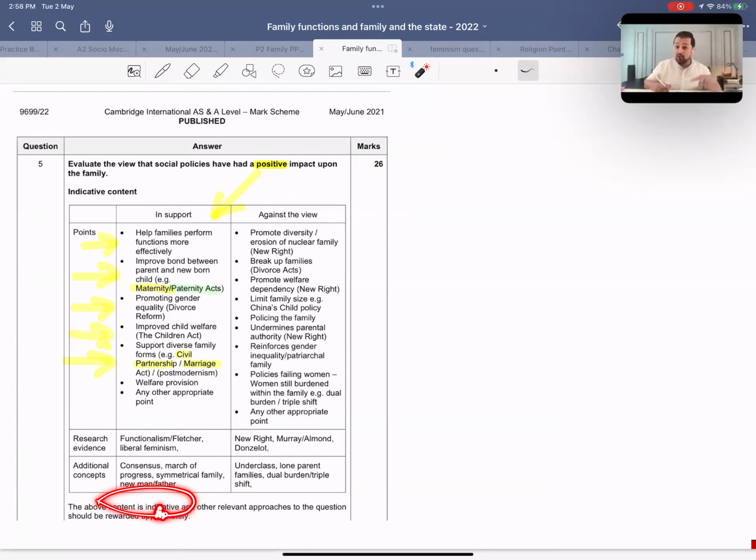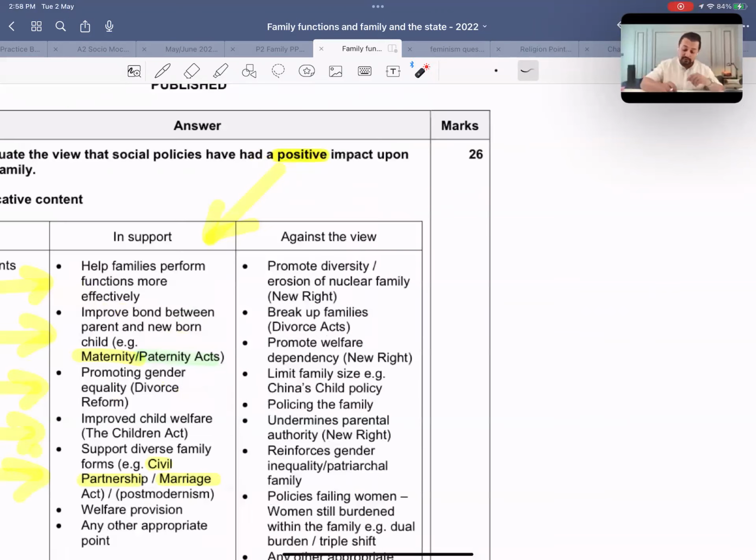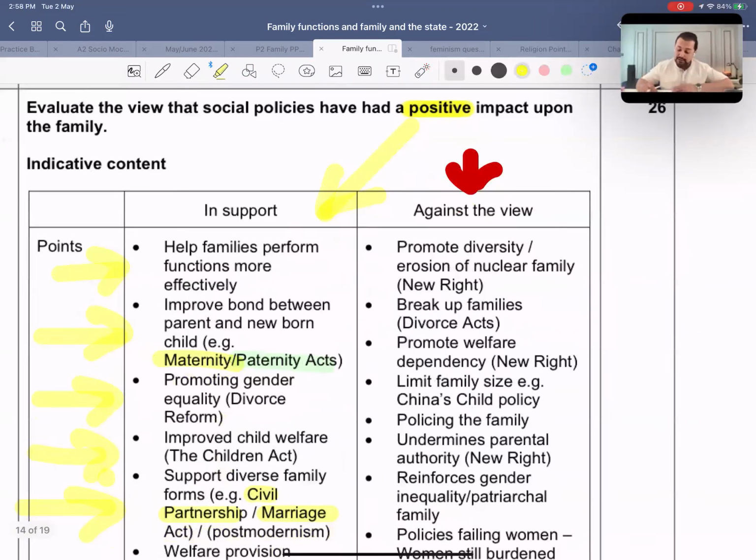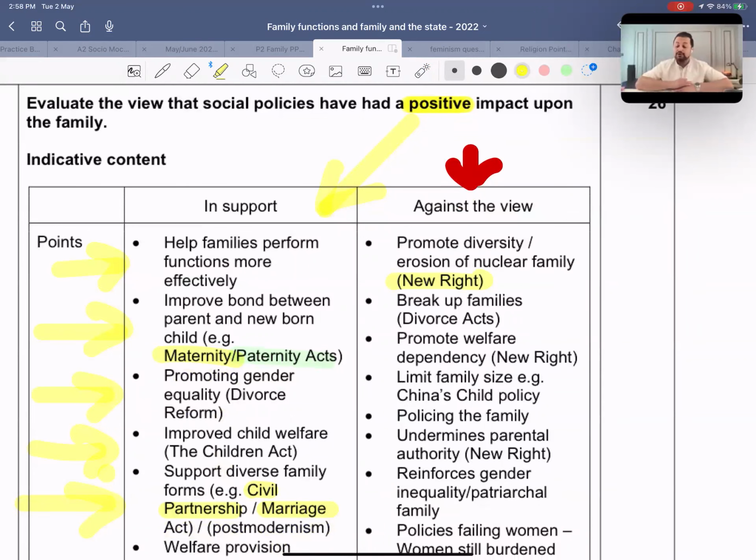Write down how this has had a positive impact, right? The flip side of the argument, without any further ado: if we talk about a counter argument, content against this view, you could speak about the new right perspective.